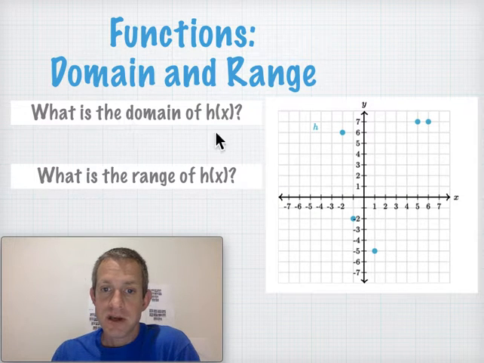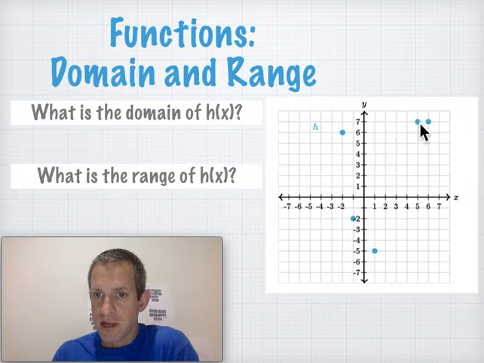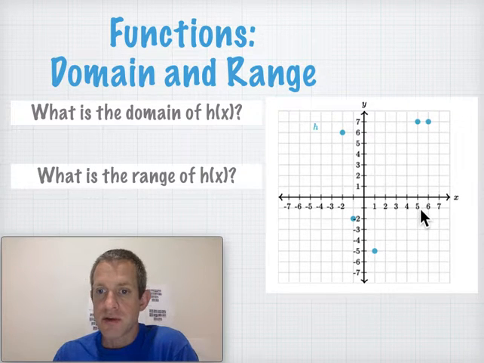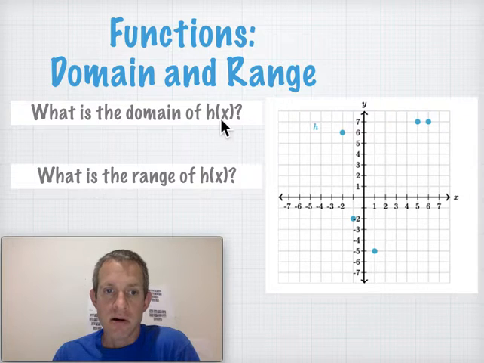In this question, here is a picture of a function's inputs and outputs. As a quick reminder, each of these little points is one input-output pair. So this point right here has an input, an x-coordinate of 5, and an output, or y-coordinate, of 7. The questions you'll see today are what is the domain, or what is the range, of a function that's given to you?